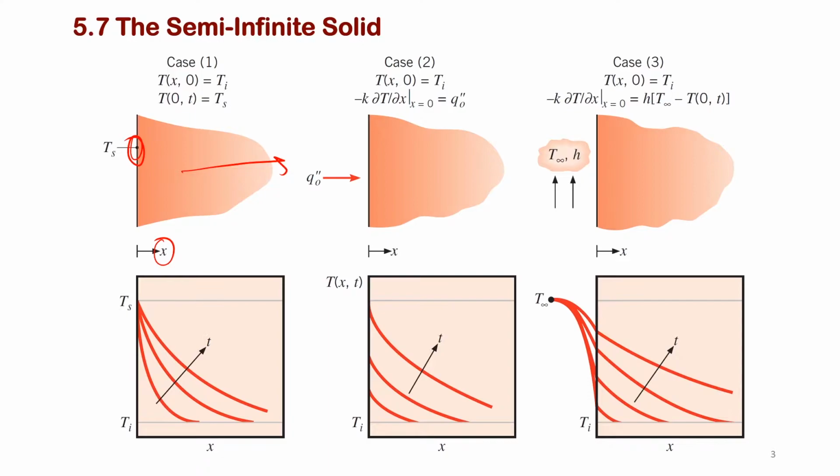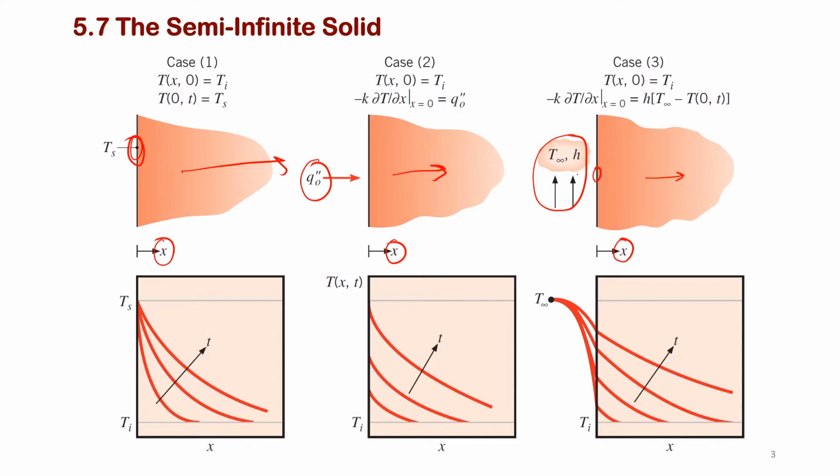This is case 1. In case 2, we still have a semi-infinite object. It extends infinitely in positive x direction. And on the boundary, we have constant heat flux, which is given. Okay, this is case 2. In case 3, we have again a semi-infinite object extending infinitely in positive x direction, and we have convection at the surface, at the boundary. So the convective flux is equal to conductive flux at the interface.